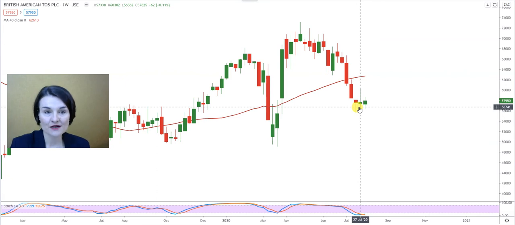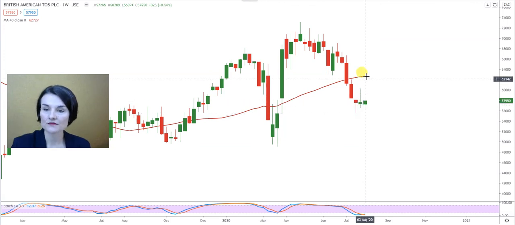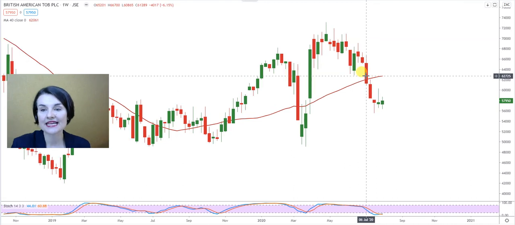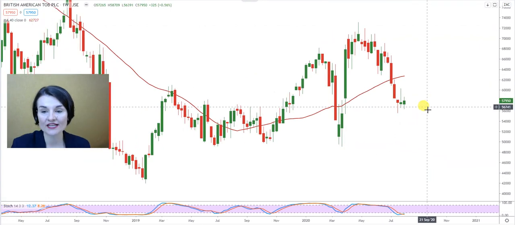So buy above 603 Rand and 2 cents and use a stop loss of 535 Rand 46. And your first target would be that 40-week moving average, waiting at 627 Rand 27. And then the big test is, can it go back to that high in the week of the 28th of April, waiting at 731 Rand 24?